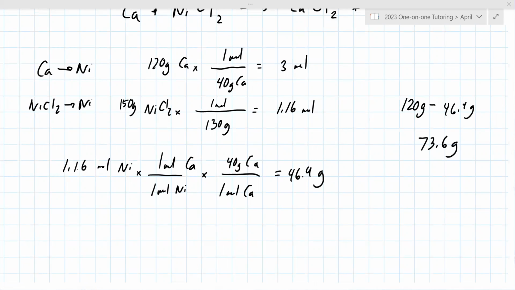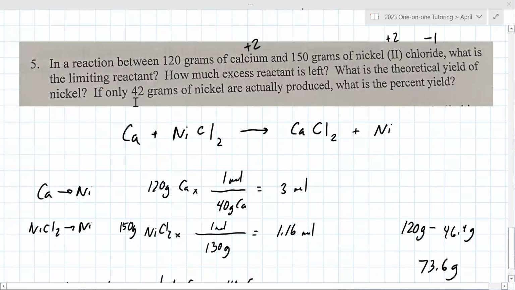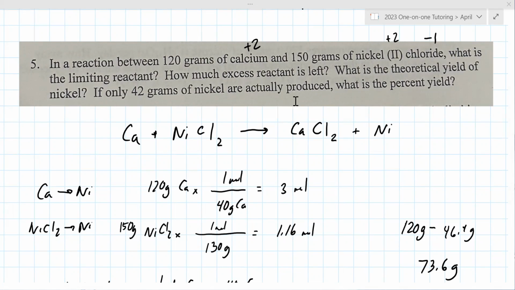Which feels good. Like, okay, maybe we got this, what are we at? 3 out of 5. But then we got to do, what is the theoretical yield of nickel? What is the theoretical yield of nickel if only 42 grams? What is the percent yield? Okay.